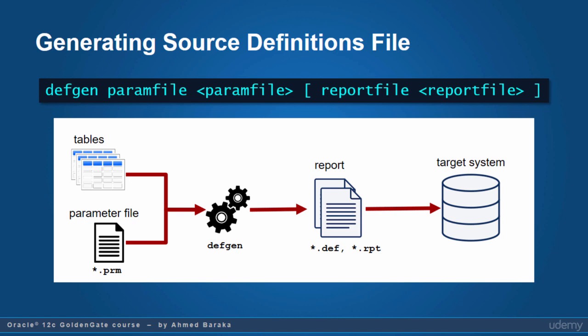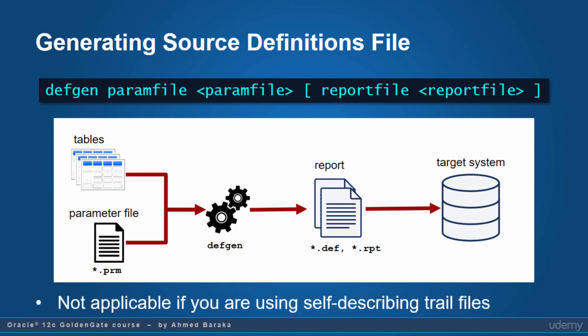As I said earlier, you need to use the defgen utility to generate the source definitions file. The format to use the utility is simple, and it is shown in the slide. You must pass the parameter file to the utility. The parameter file has the information the utility needs to connect to the database and obtain the definition information from it. You then move the generated file to the target system. I should mention again here that this is not applicable if you are using self-describing trail files.